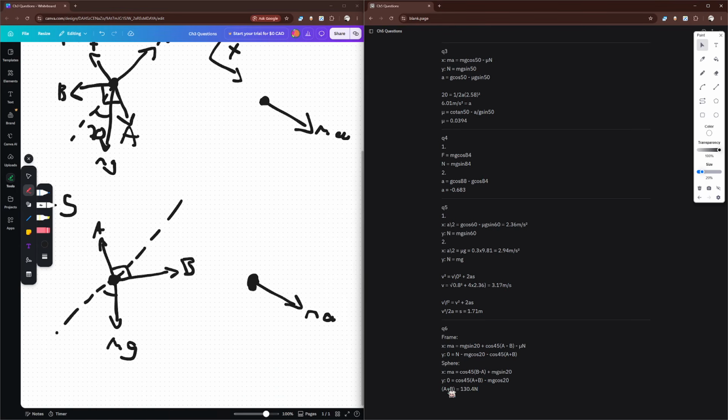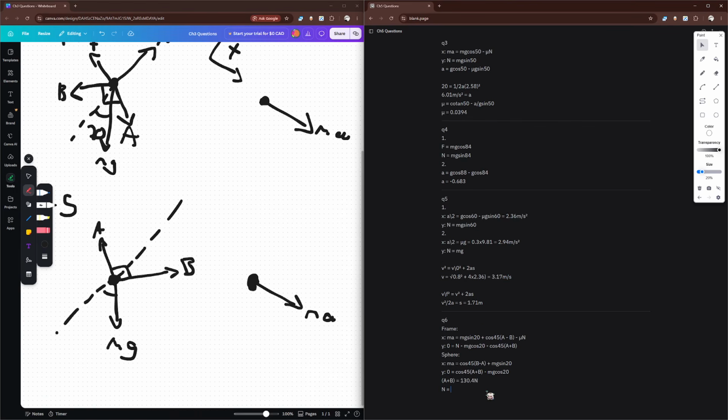Now, we have a plus b. Where do we have a plus b again? We have it in this equation. We can solve for n, right? So we just add these things together. So we get mg cos 20 plus cos 45 times 130.4, which gives us an n that is equal to 230.5 newtons. Right? Yeah, okay. I read that correctly.